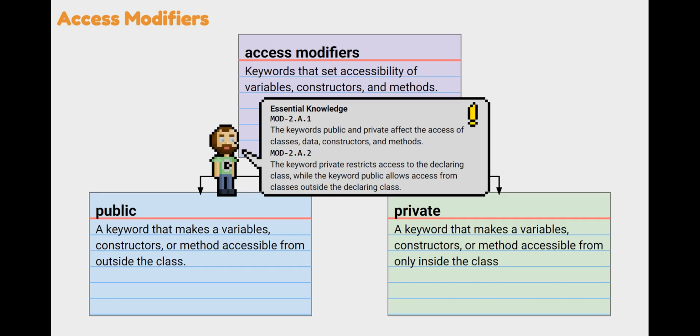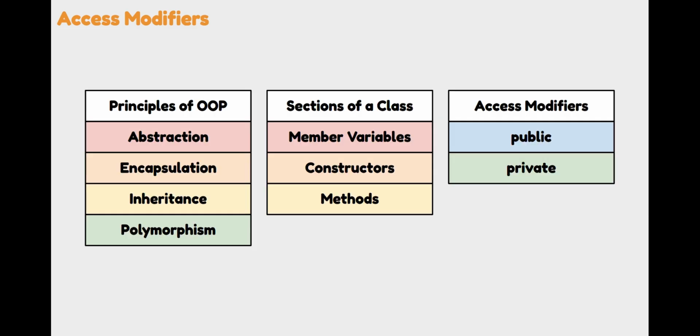The keywords public and private affect the access of classes, data, constructors, and methods, and the keyword private restricts access to the declaring class, while the keyword public allows access from classes outside the declaring class. So, just as a brief overview of all of the vocabulary terms that we've been talking about so far, we have our 4 principles of object oriented programming: abstraction, encapsulation, inheritance, and polymorphism. We have our 3 sections of our class: our member variables, our constructors, and our methods. And we have 2 access modifiers: public and private.